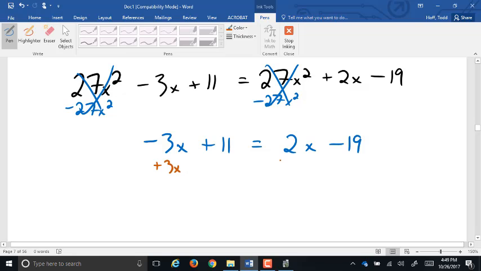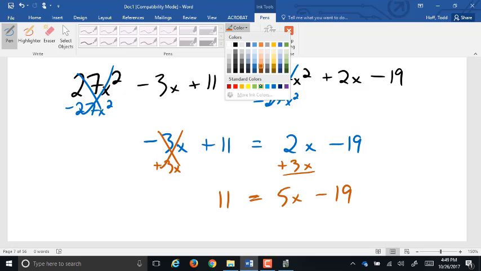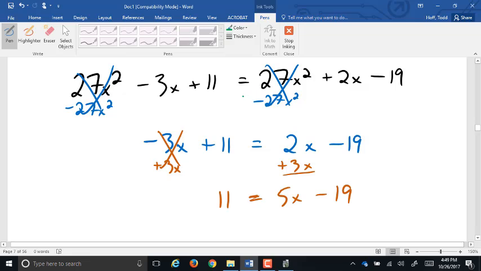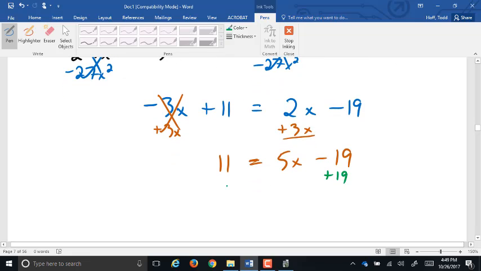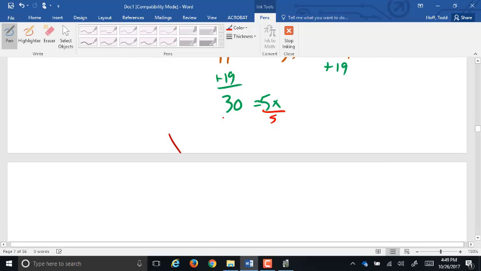Yes, we still have an x on both sides, so we get rid of the smaller one, which is the -3x. We get rid of it by adding. So that's 11. The -3 is gone. 2x plus 3x is 5x minus 19. Then what do we do? Add 19. So 30 equals 5x, and then divide by 5. 6 equals x.